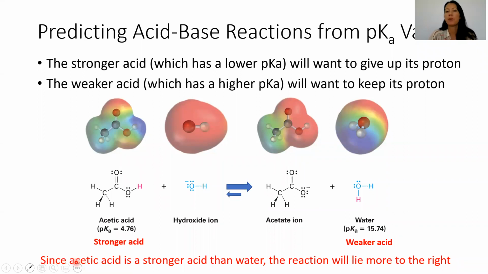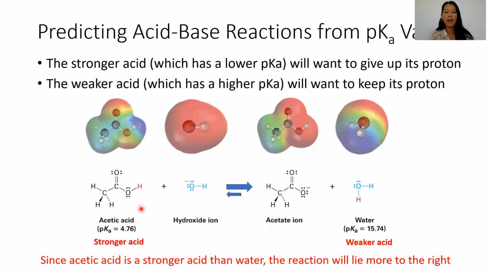How do you predict acid-base reactions from pKa values? So the easier way to think about this is the stronger the acid, so the lower the pKa, the more it wants to give up its proton. So this is the situation. You have two guys competing for a proton, for example. Say you have acetic acid that has a proton, you have hydroxide ion that if it grabs that proton, it becomes water. So you know reactions are reversible. Is it going to lie more to the left or more to the right? And so you need to look at what the pKa of the corresponding acids are.